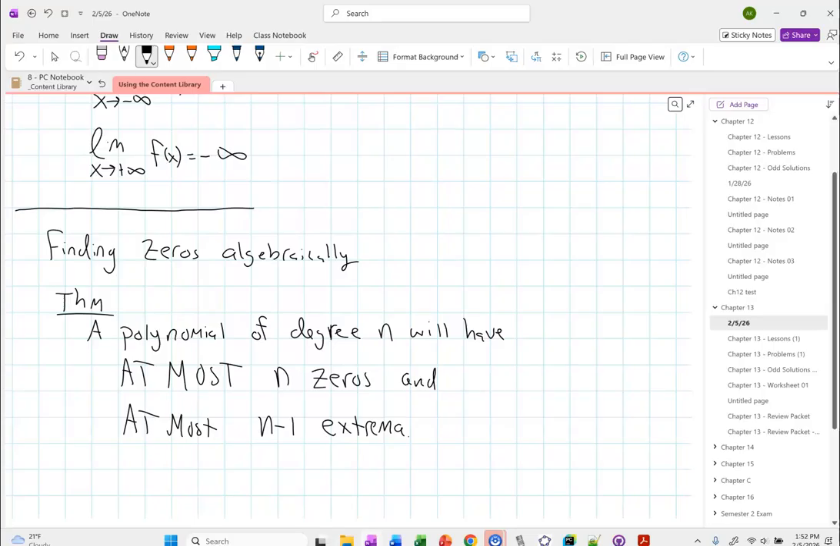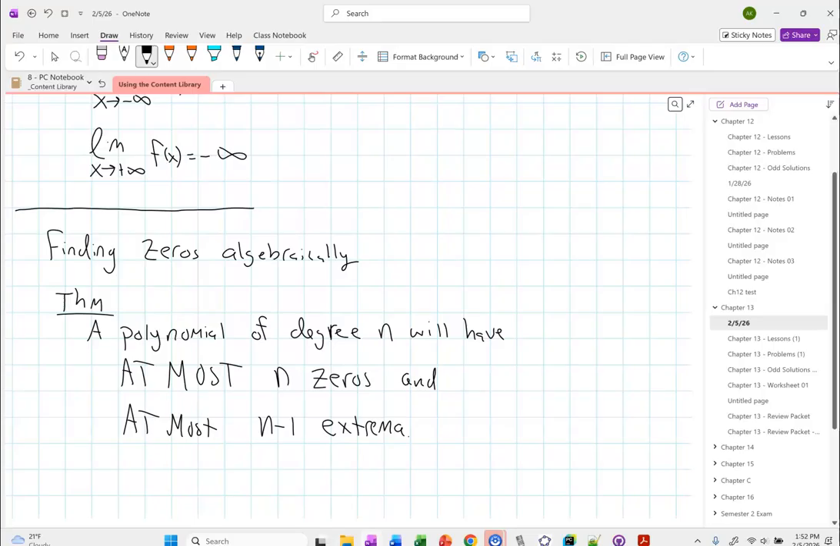So our first theorem that we'll see this chapter says that a polynomial of degree n will have at most n zeros and at most n minus 1 extrema. So if I have a quadratic, that's a degree 2 polynomial. That means at most that quadratic could have is 2 zeros and 1 extrema. If I have a cubic polynomial, that's degree 3, means it can have at most 3 zeros and 2 extrema.